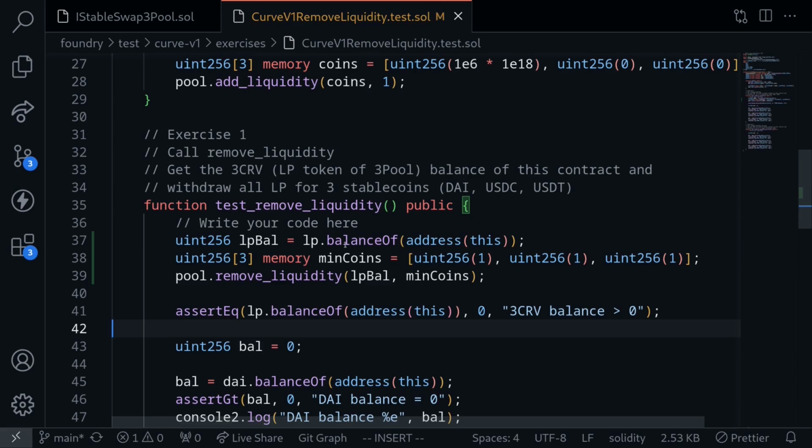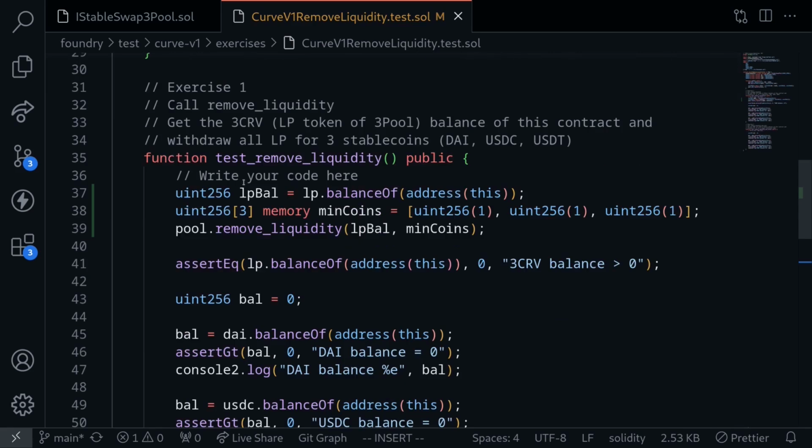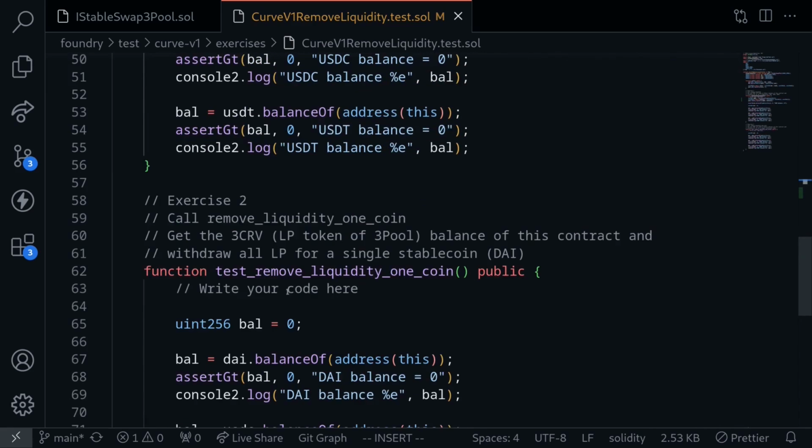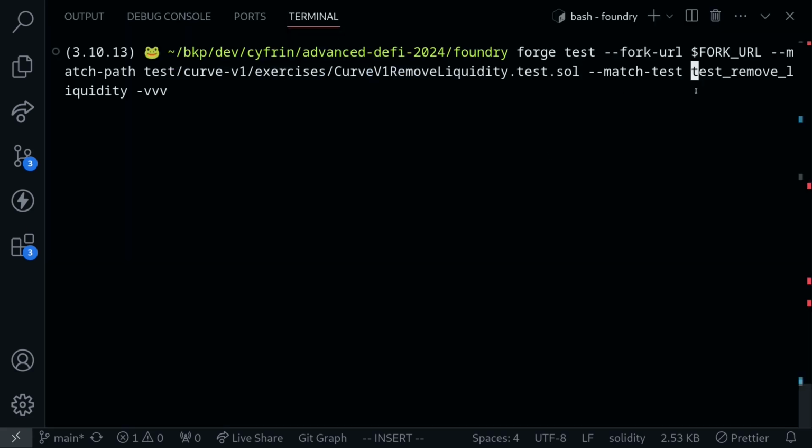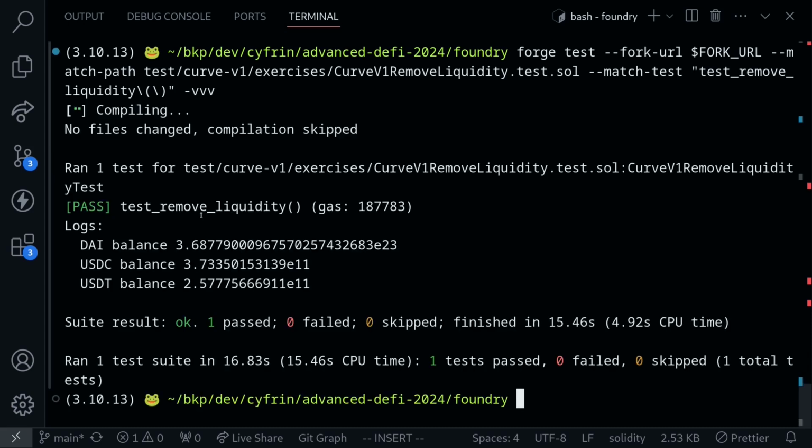Let's execute the test and then call the function test_remove_liquidity. For this exercise, there is a function called test_remove_liquidity and test_remove_liquidity_1_coin. Before we execute the test for exercise 1, I only want test_remove_liquidity to match exercise 1. So I'll put in a regular expression to say that we only want to match test_remove_liquidity. Do that by putting a backslash, opening parentheses, backslash, and then closing parentheses, and then execute the test. Okay, and our test passed.